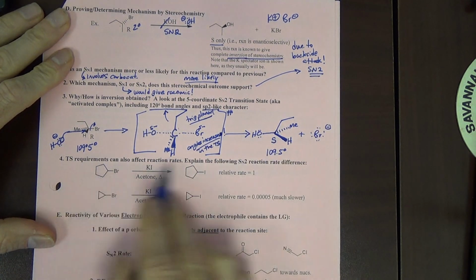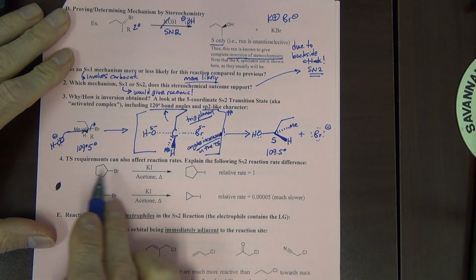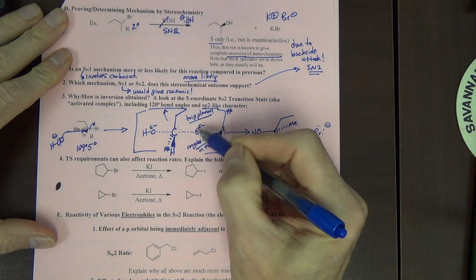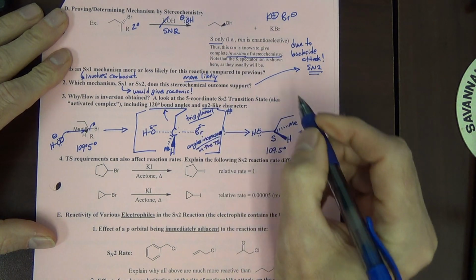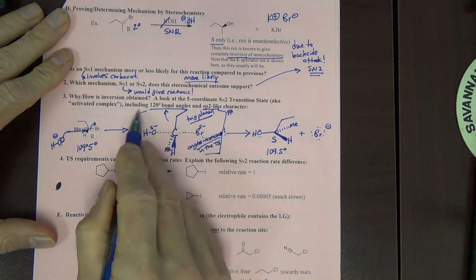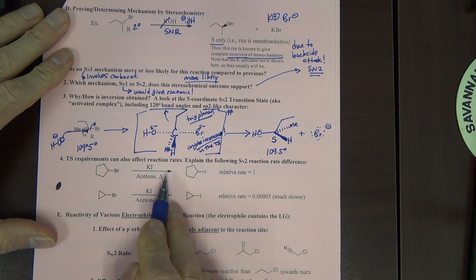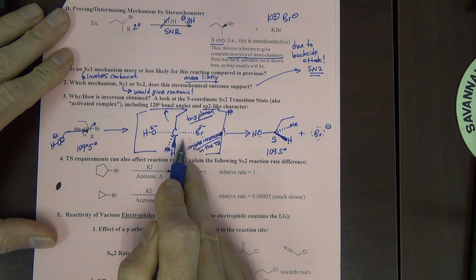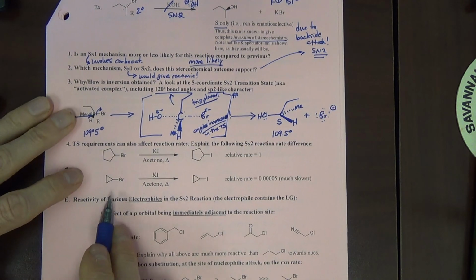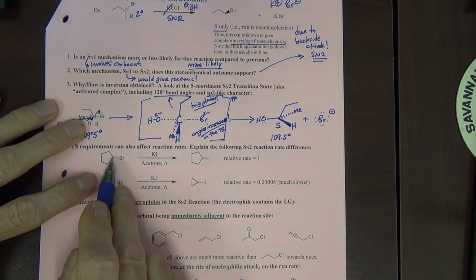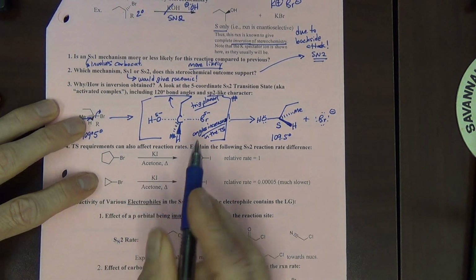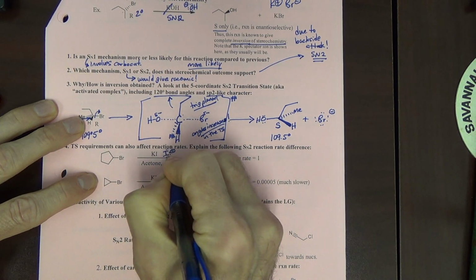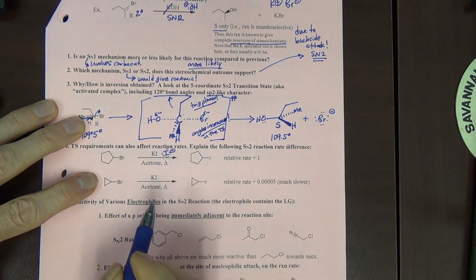Okay, effect of the transition state. The transition state requirement, what is the requirement? The requirement is that it go trigonal planar. Okay? This is the requirement. But the going trigonal planar can affect rates. Look at the difference here between these two alkyl bromides reacting with iodide. Okay, let's get rid of the potassium. This is I minus. All right.